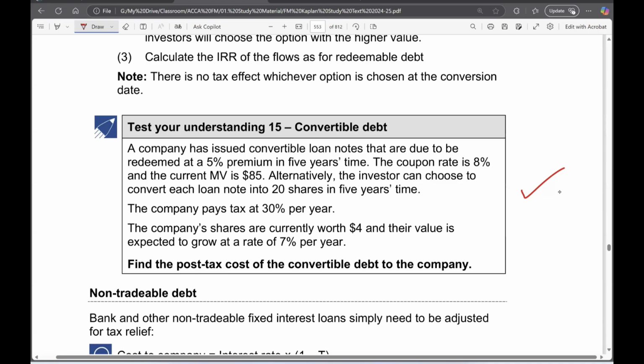So a company has issued convertible loan notes that are due to be redeemed at a 5% premium in 5-year time. Okay. So redemption value is clearly mentioned over there. So in case of redemption, how much is the bondholder going to get? 105. Look, par value is not mentioned anywhere, so that means we believe it is 100.